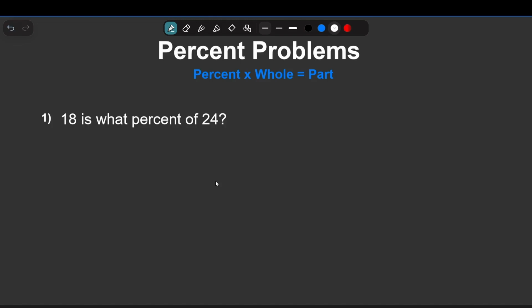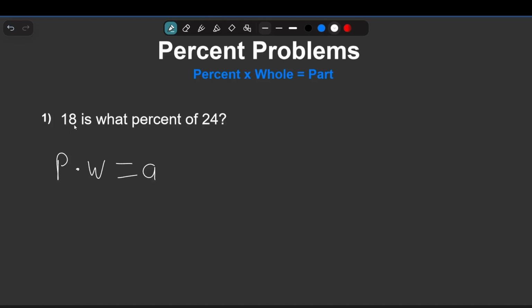So let's jump into number 1, where we have 18 is what percent of 24. The first thing we're going to do is write our equation in variables. So we're going to do P, which is percent, times whole equals part. And I did the part as A because we already used the P for percent. Now we're going to plug in what we already have. So we have 18 and 24.